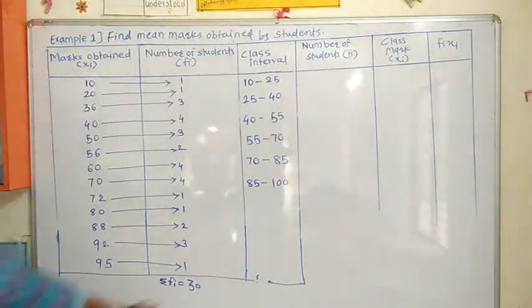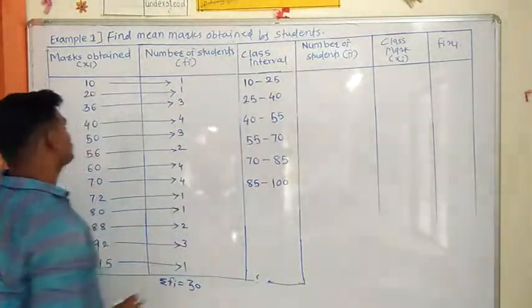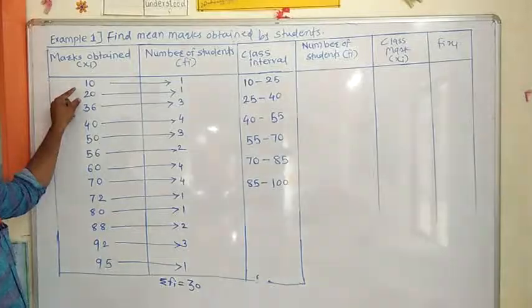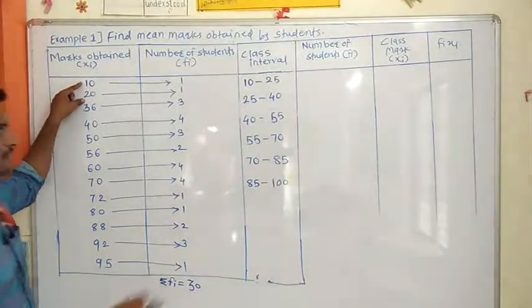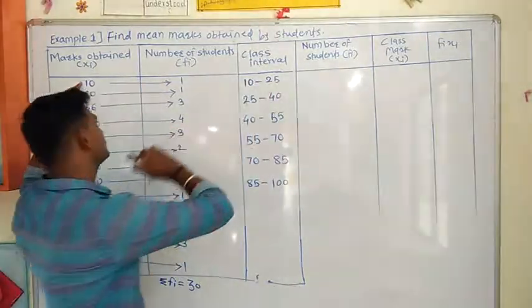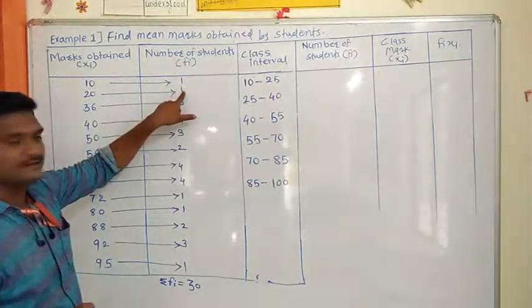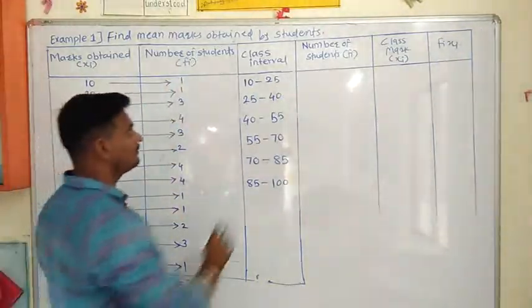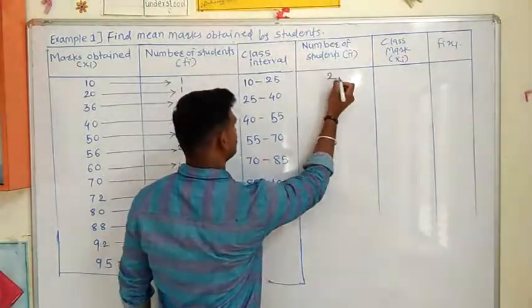Now see here, 10 to 25 marks. How many students got 10 marks, 20? These two marks are considered in this group, 10 to 25. How many students are there? 1 and this one, 2 students are there. Therefore, we will write the number of students as 2 here.